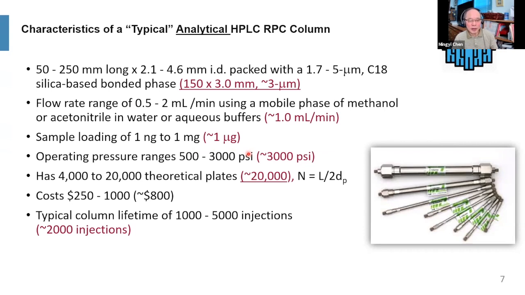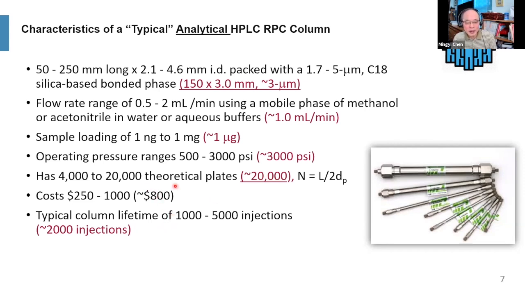For HPLC, the operating pressure is in this range. Maximum is about 6,000 psi, or in some cases 5,000 psi. Typically, we're running about 3,000 to 4,000 psi, right? So it's nice to use as high a pressure as you can. For UHPLC, typically we go up to 10,000 psi or 12,000 psi.